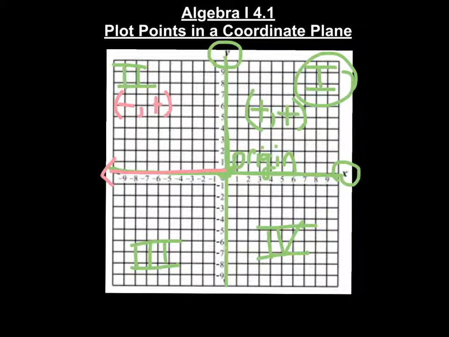In quadrant 3, you're going to the left for your x value, which is a negative number, and you're going down on your y-axis, which is a negative value. So your x is negative and your y is negative.